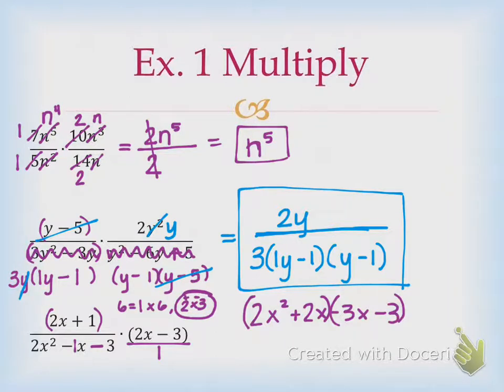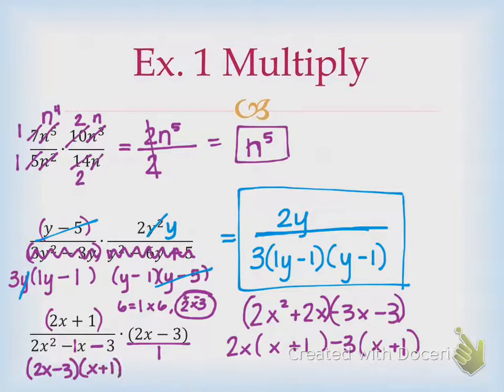Take out the greatest common factor, which is 2x, and I'm left with x plus 1. Take out the greatest common factor, which is negative 3, because that 3 is a negative right there. I know I have to take out a negative number, and I'm left with x plus 1. So my new denominator that is factored is going to be 2x minus 3 and x plus 1.